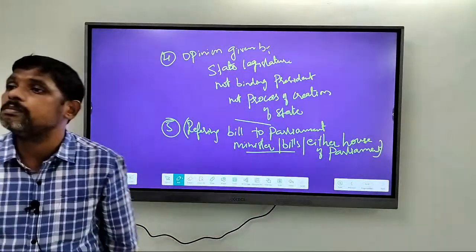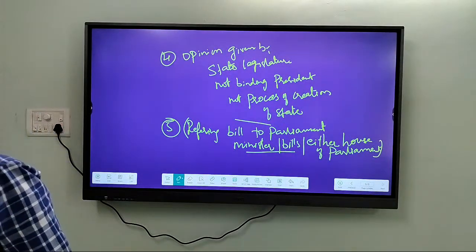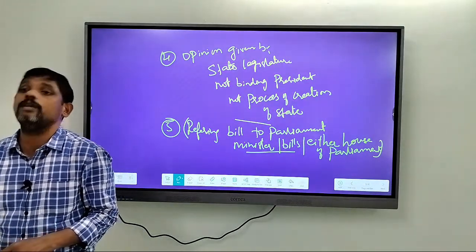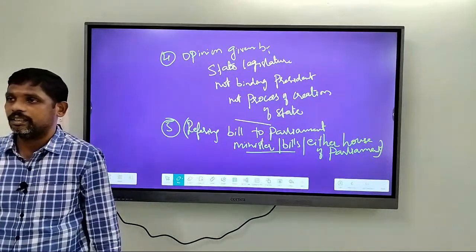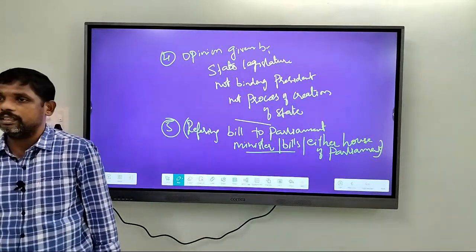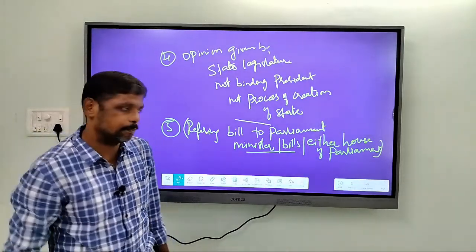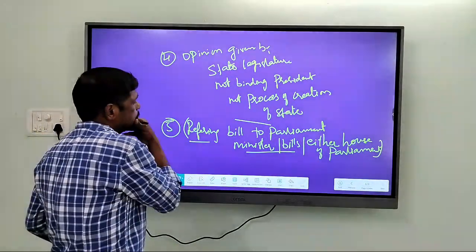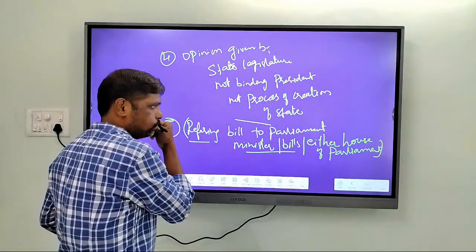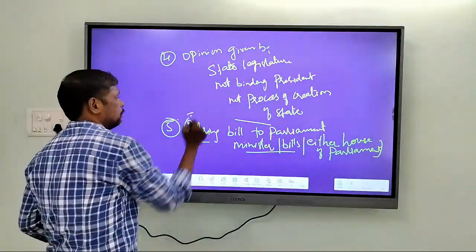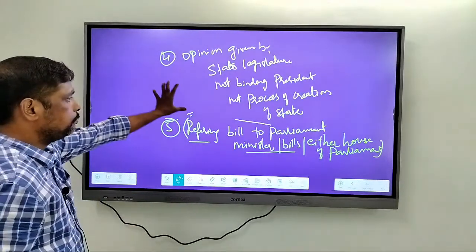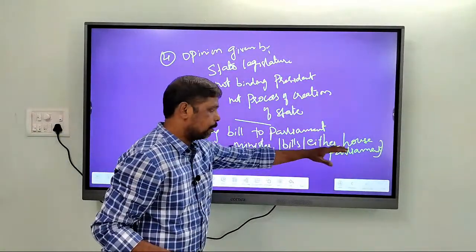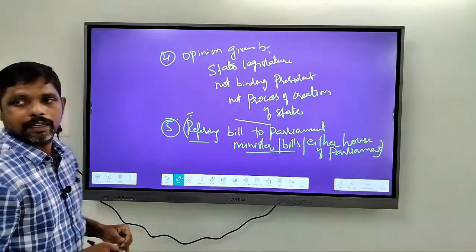Normally it is the home ministry, because we have a separate department within the home ministry that deals with the states, the Department of States. You are right. So this is one point: the bill can be introduced in either house of Parliament.